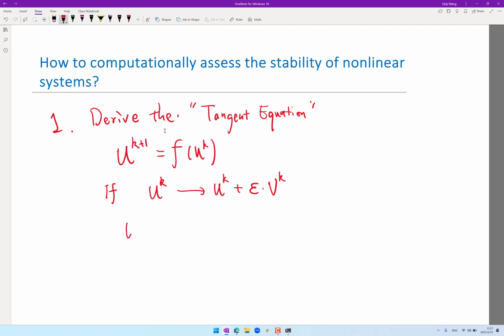Then if you apply this map to the perturbed state, the mapped state is no longer going to be exactly equal to u_{k+1}. It's going to be u_{k+1} plus epsilon times some perturbed direction we call v_{k+1}. So the tangent equation is the equation that governs the evolution from v_k to v_{k+1}. What is the dynamics that governs the transformation from v_k to v_{k+1}? That can be derived by linearizing this nonlinear map using the first order Taylor series expansion.